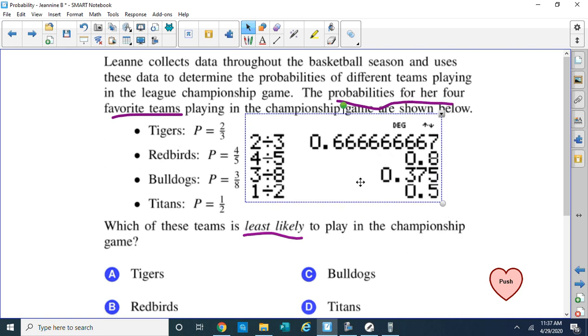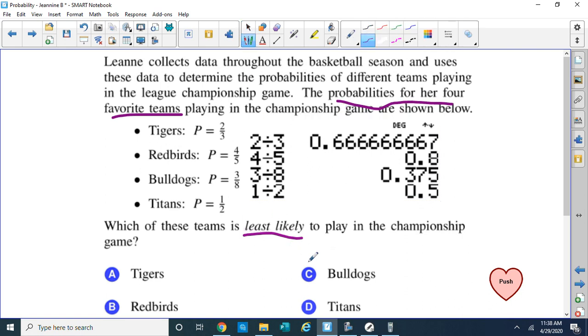So we're looking for the least likely, the least or lowest probability. So it would be the lowest one, the smallest number by place value. So 0.375 would be the lowest, 37.5% if you change it to a percent. So it would be the Bulldogs. The Bulldogs would have the lowest one. So I'm going to say C would be my answer because they have the lowest percent.